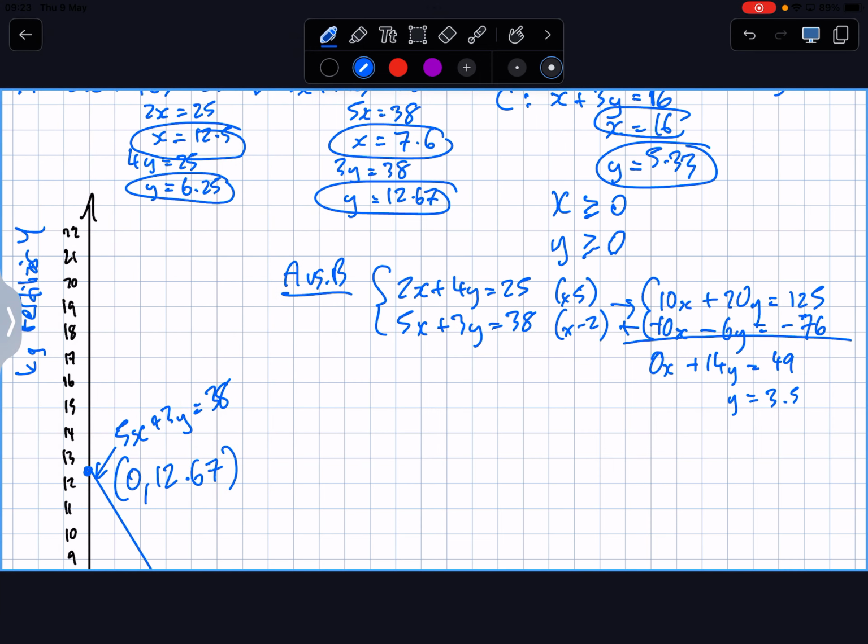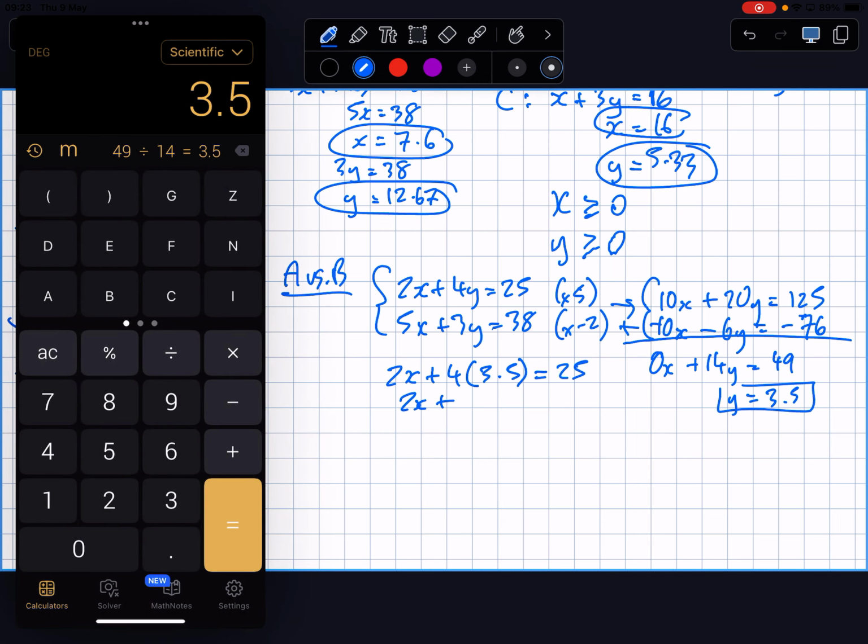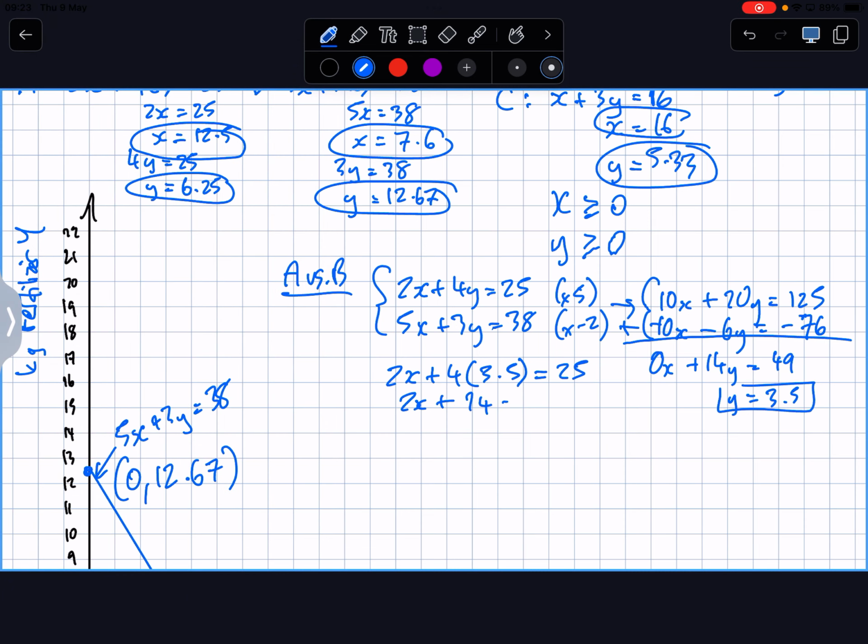Am I done yet? Do I know the coordinates yet? I've only got the y coordinate, so I substitute that into the easier looking equation, which I believe is 2x plus 4y. So 2x plus 4 lots of 3.5 equals 25. 2x plus, what is 4 times 3.5? 14 equals 25. 2x is equal to 11. X is going to be 5.5.